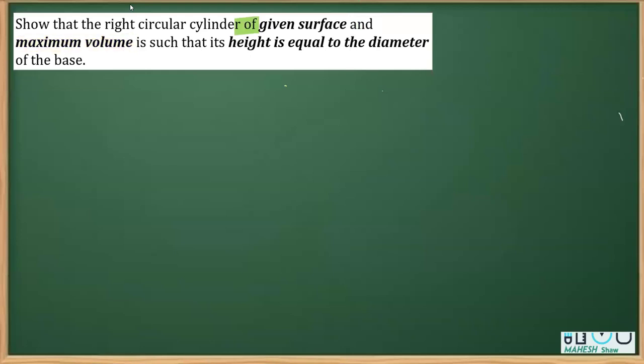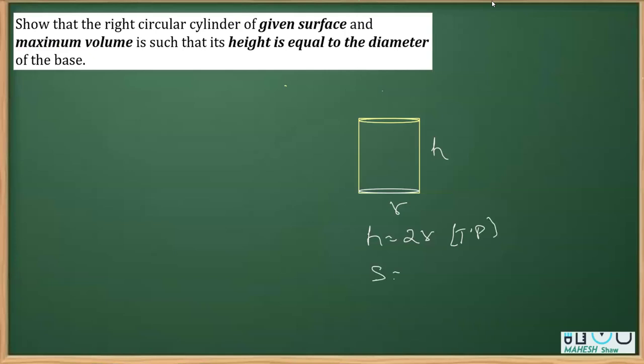So let's say, for example, I draw a cylinder first. I've drawn a cylinder, and I took this as the height and this being the radius of its base. And what we need to prove here is that the height is equal to the diameter, which is nothing but 2r. This is something that we have to prove.